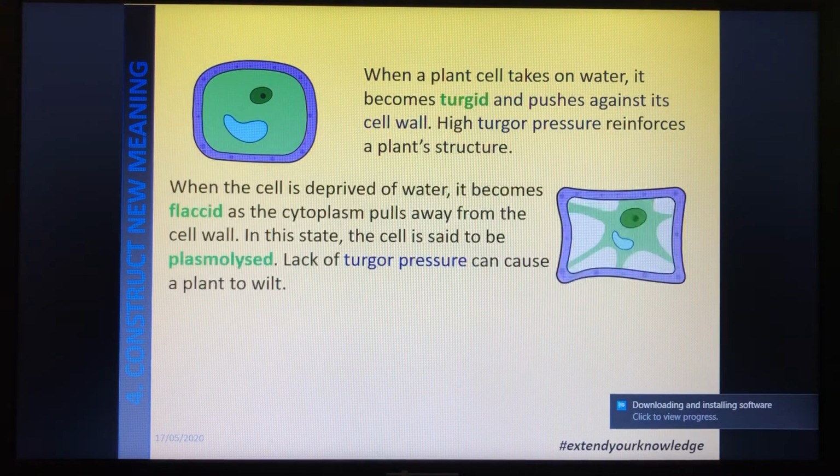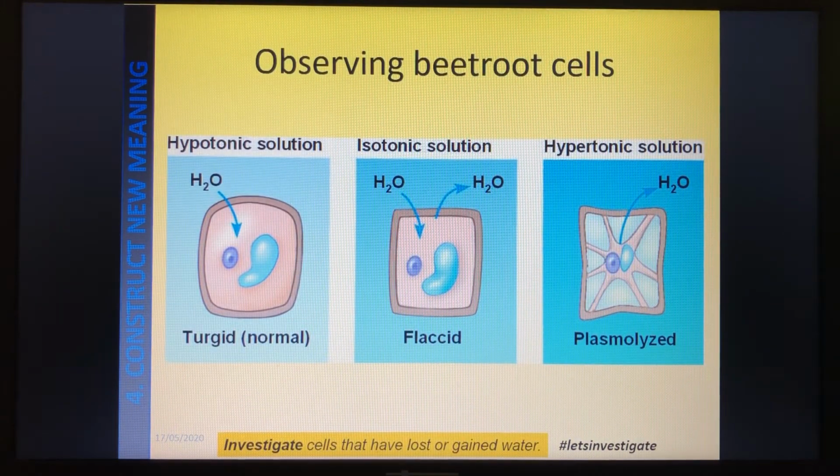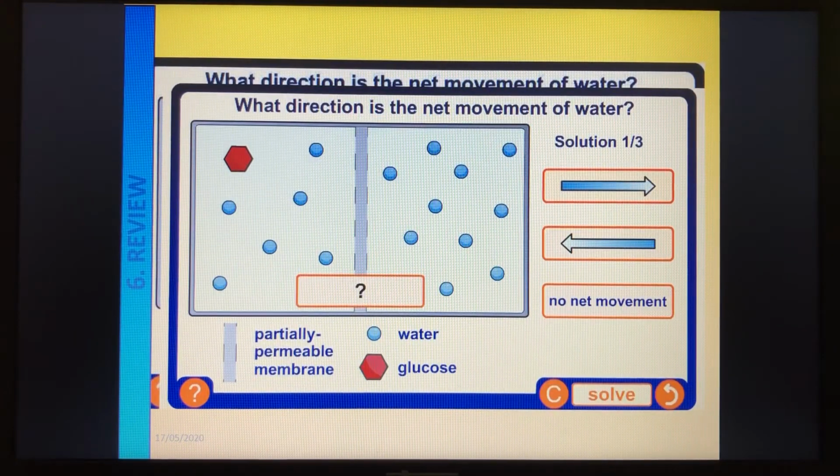So here we've got those cells. I don't think we need to look at that anymore because we've talked about that already, and here you can see them again. We tried to have a look, it's not a great practical, but looking at beetroot cells that had been in different solutions to see if we could see that process. So we've now got a bit of a game where we've got what's going to happen.